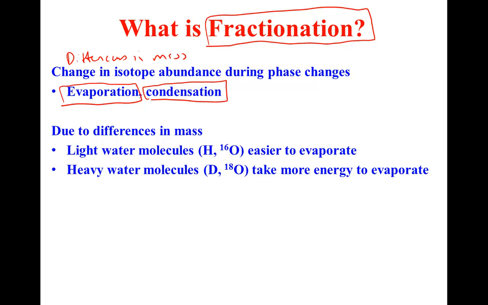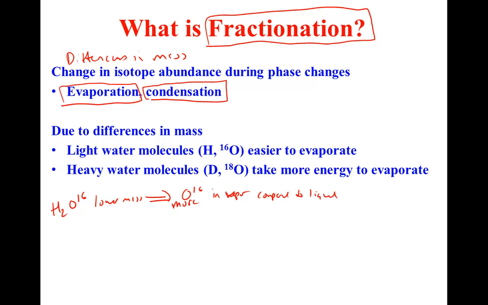Because water molecules with different isotopes have different masses, they undergo fractionation during those phase changes. Water molecules containing the lighter O16 isotope have a lower mass. As a result, they're easier to evaporate. In other words, the water vapor has a higher abundance of O16. There's more O16 in the vapor compared to the liquid from which it came.